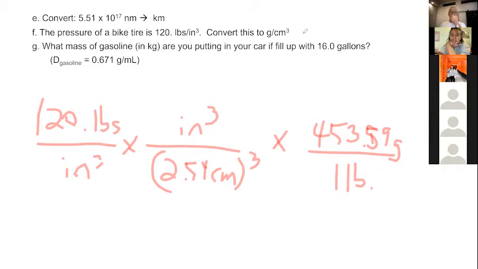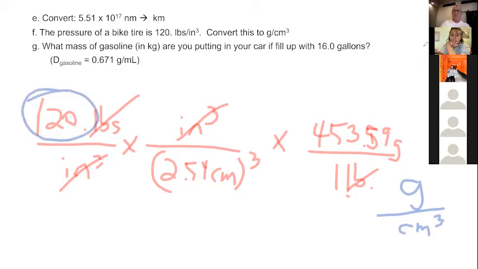Okay, now we just check and see if we have the right units. So pounds we have up here, pounds we have down there, and inches cubed. And what we're left with is grams on top, and centimeters cubed on the bottom. So all we have to do is multiply 120 by 453.59, and then divide that by 2.54 cubed, not 2.54, but 2.54 to the third power. So what number is that?